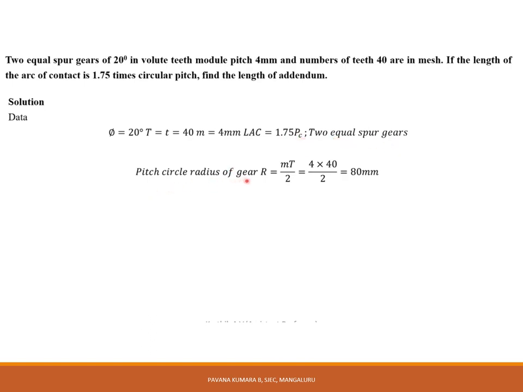Pitch circle radius of gear, capital R. First to find out capital R, the formula is mt divided by 2. So from that we can determine capital R. Then length of arc of contact, using this relation, PC is equal to pi m. M is nothing but module.